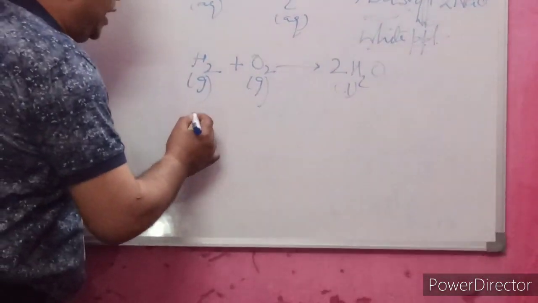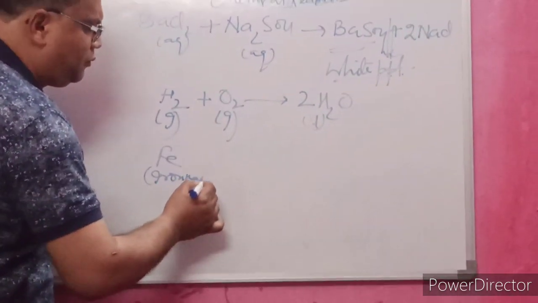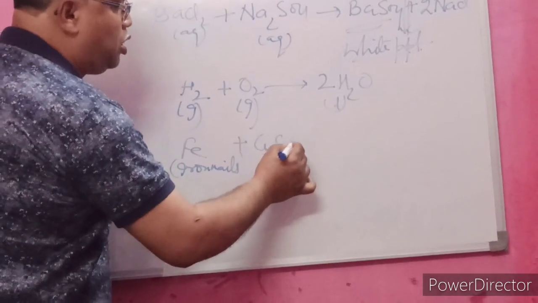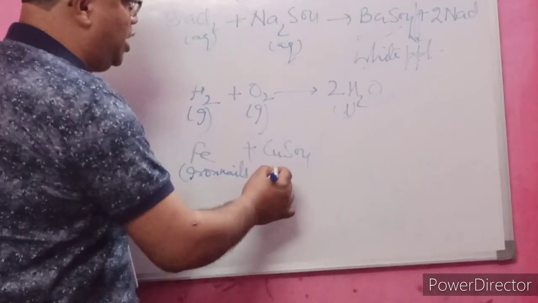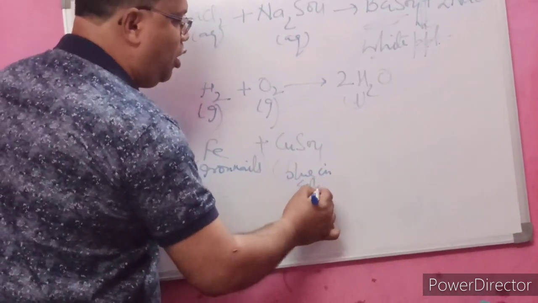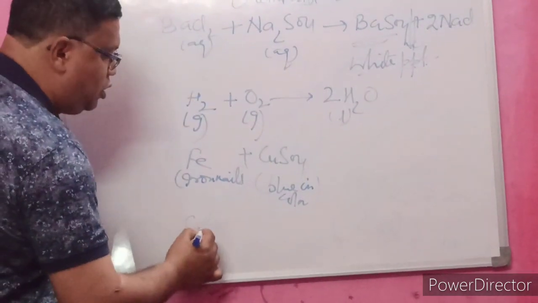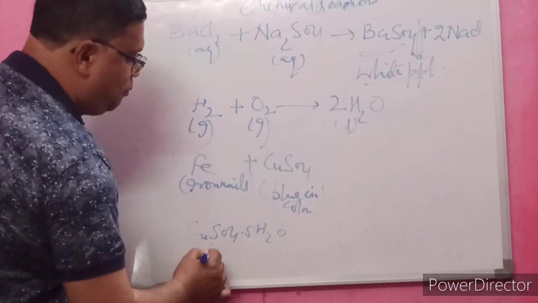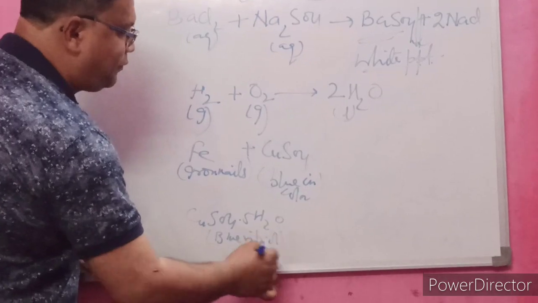One more thing, you have done this also in practical in class 9. If you take iron nails, and add them to copper sulfate solution, all of you know it is blue in color. Original copper sulfate, CuSO4.5H2O, is called blue vitriol.